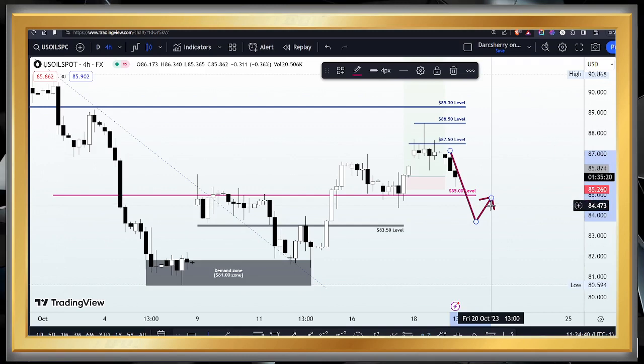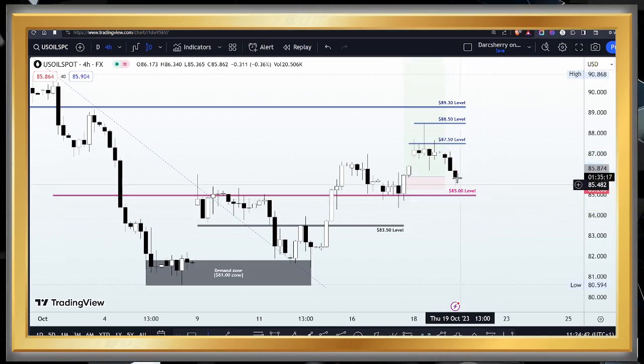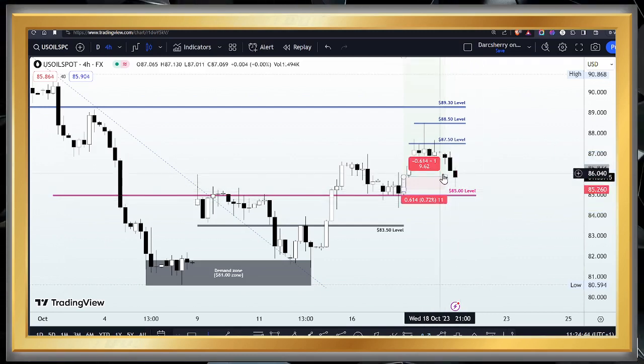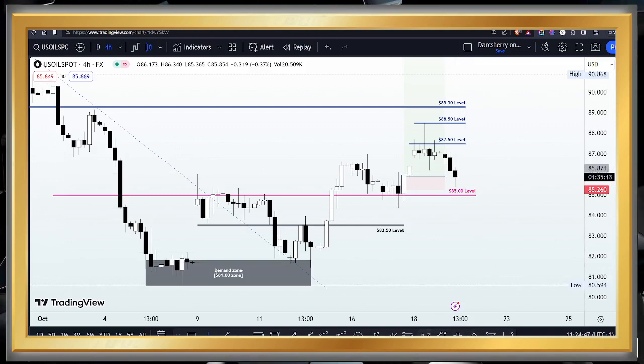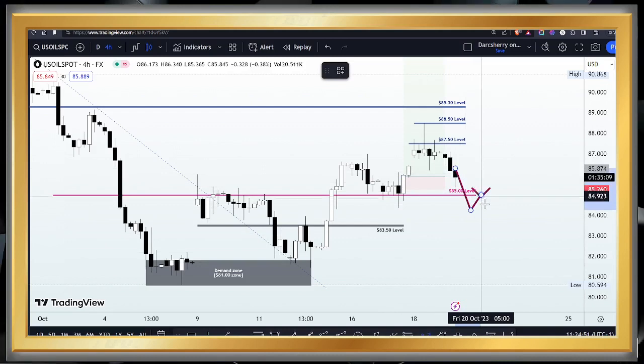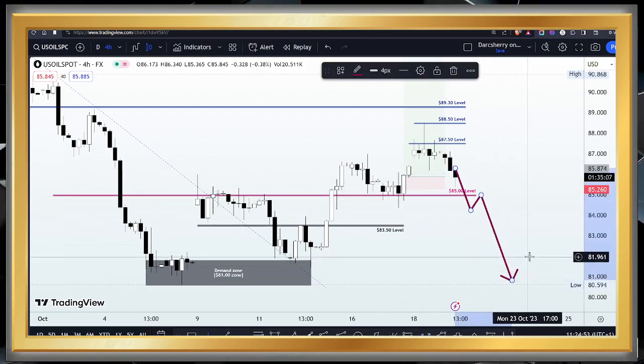So at this point in time, we want to wait and remain patient to see how far will this retracement phase go. Now, if it runs in such a way that we see price drop below the $85 area, then we might likely be seeing a sell-off in this market.